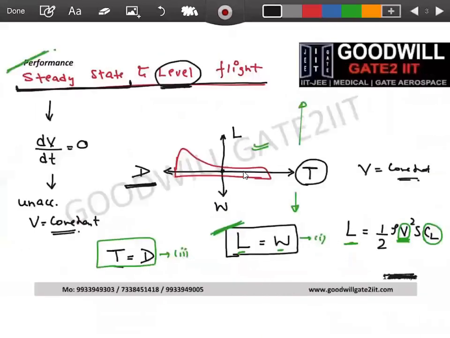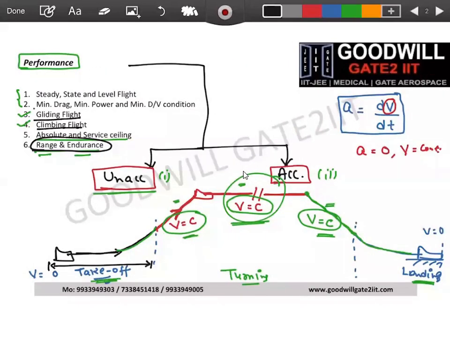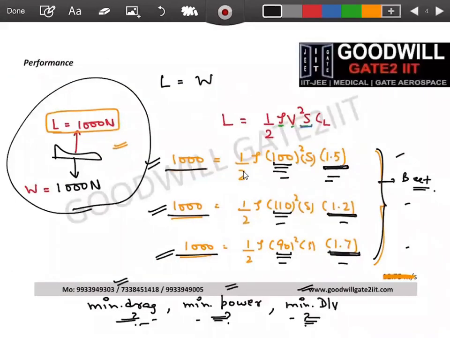This is the reason, if you see in your syllabus, minimum drag, minimum power, and minimum D by V condition come into picture. So before actually starting my equations, do you understand what we are looking into and what our final motive is in this particular unit? Tell me, guys.